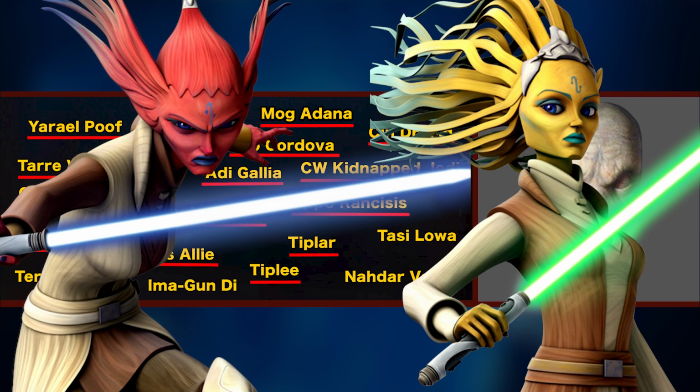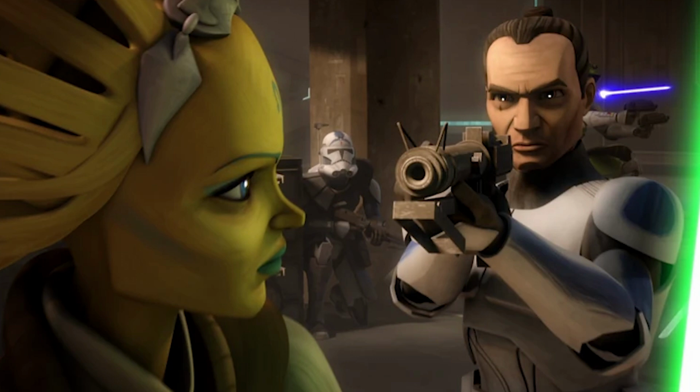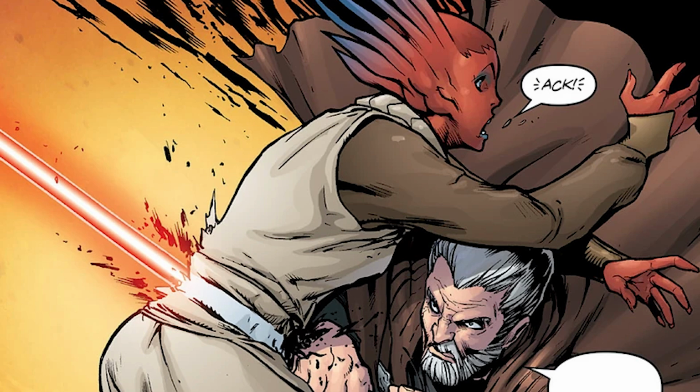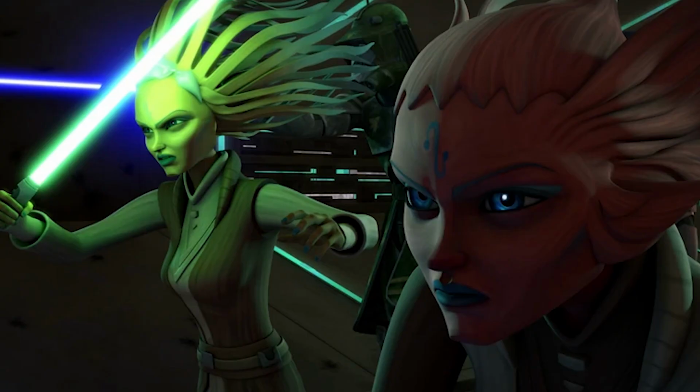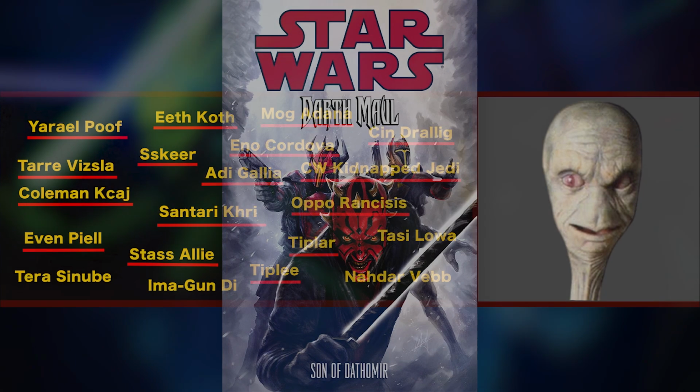Next there's Tiplar and Tip Lee. These were Mickey twin sister Jedi. After Clone Trooper Tup's inhibitor chip malfunctioned, Tup shot Tiplar in the head. Tip Lee continued fighting in the war though, and later in the war went after Maul with Kenobi, but was killed by Dooku, who teamed up with Maul at that point. Tiplar and Tip Lee both appeared in the Clone Wars, and Tip Lee also appeared in one issue of the Son of Dathomir comic series.